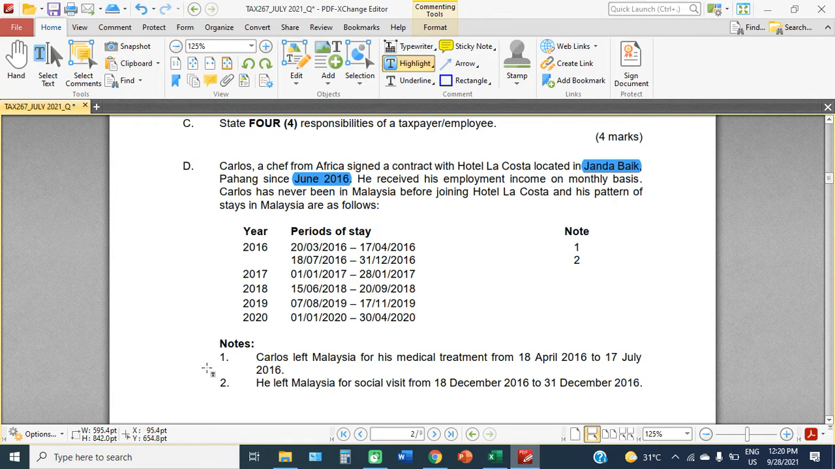Look at here, number 1. Carlos left Malaysia for his medical treatment, meaning to say he was sick, from 18 April 2016 until 17 July 2016. Meaning to say the reason he was not in Malaysia was because he was sick. So seeking treatment outside Malaysia, this one confirms, this is TA. Okay, so note number 1, this is TA.